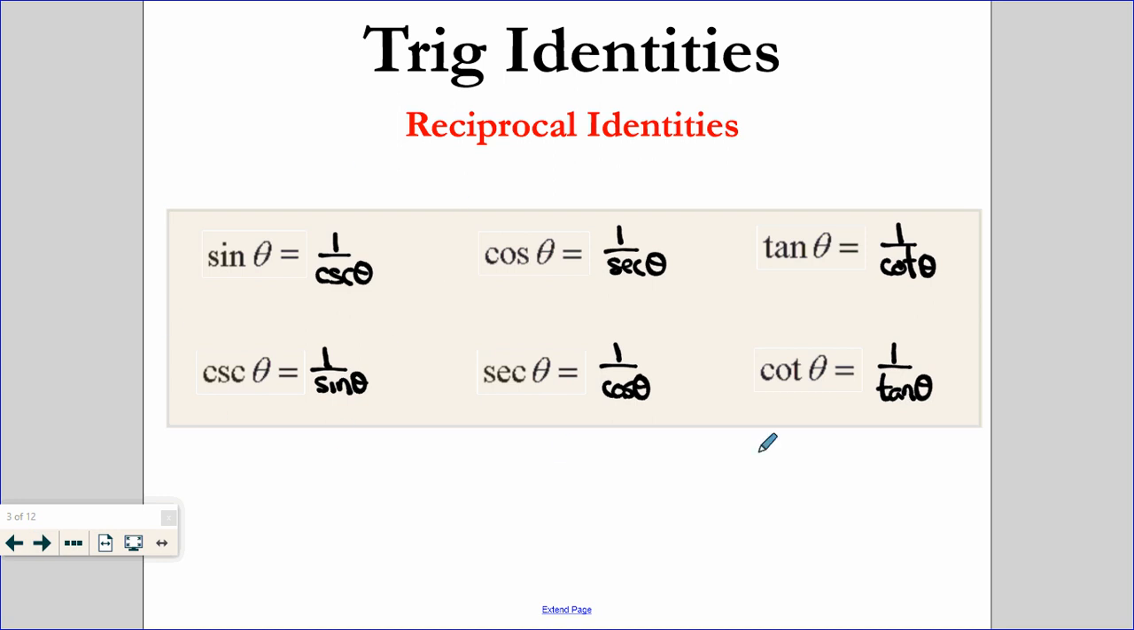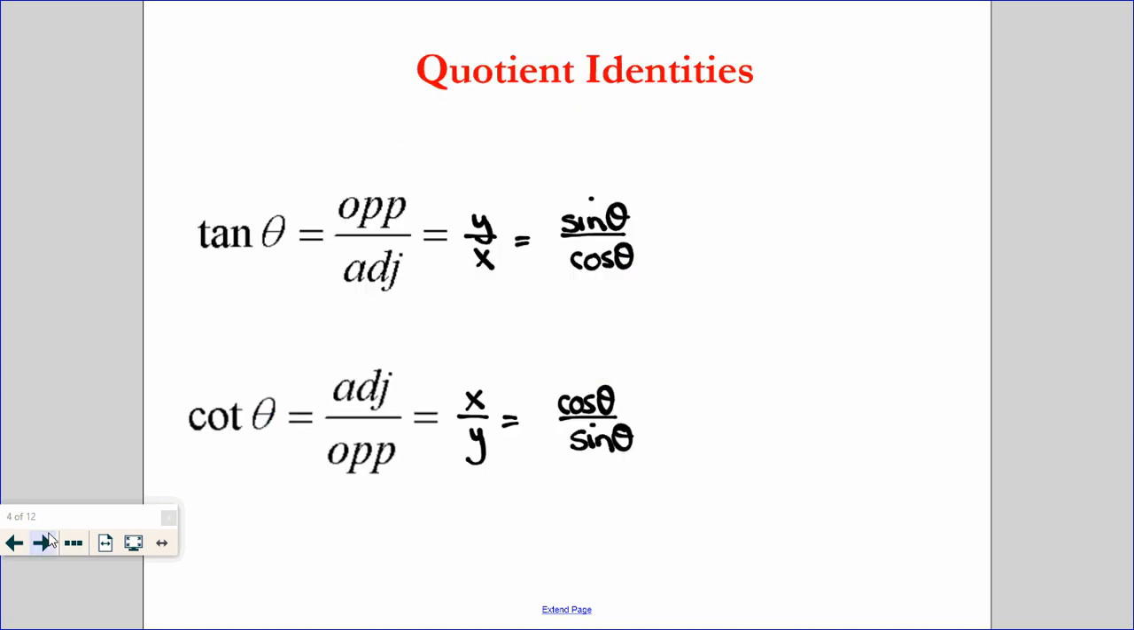The trig identities, these are things you should know. Sine theta is the reciprocal of cosecant and vice versa. Cosecant is the reciprocal of sine. Cosine and secant are reciprocals. Tangent and cotangent are reciprocals.